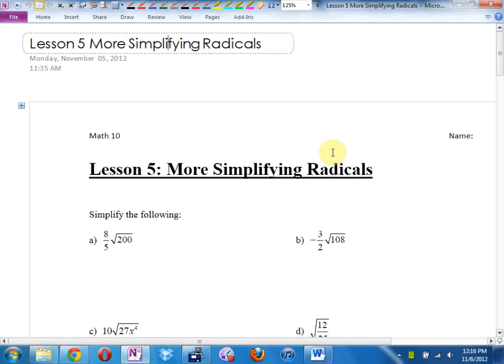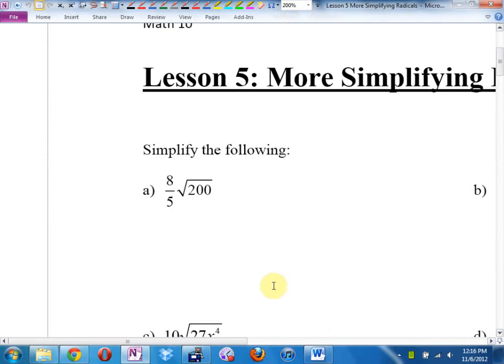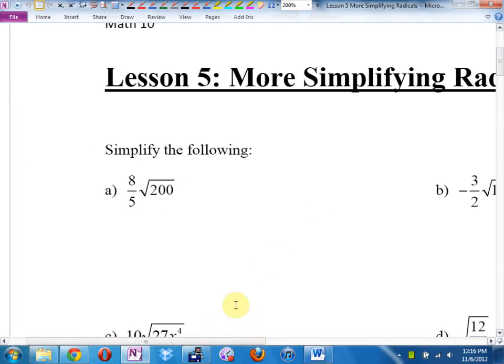And you're going to notice right away that you need to change some of the questions in your lesson, because after I photocopied this, I went, oh, there's actually some better questions. So I don't think your A says 8 over 5 root 200, does it? Okay, change A so it says 8 over 5 root 200. That's going to happen about 6 more times during this.